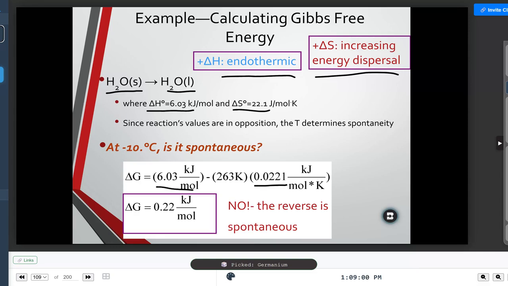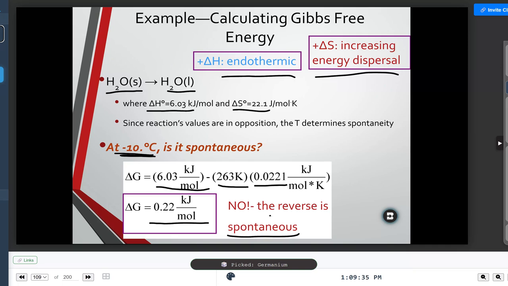So here's our 6.03 kilojoules per mole minus our temperature. Ooh, we've converted that to Kelvin because it's got to be in Kelvin. So we took minus 10 because that's the question. At minus 10, is this a spontaneous situation? And we say, okay, well, let's multiply those together, get our answer, 0.22 kilojoules per mole. That's a positive value. Remember, spontaneous delta G is negative. This is positive delta G, so we say no, this is not spontaneous.